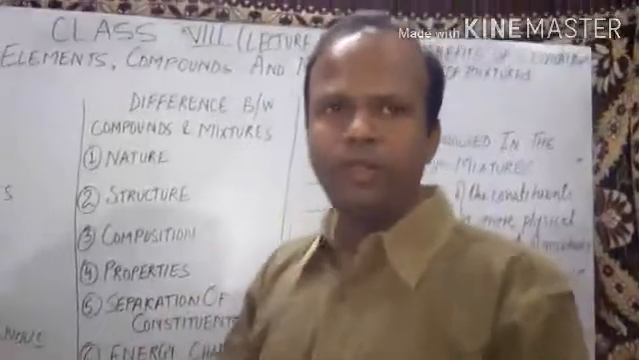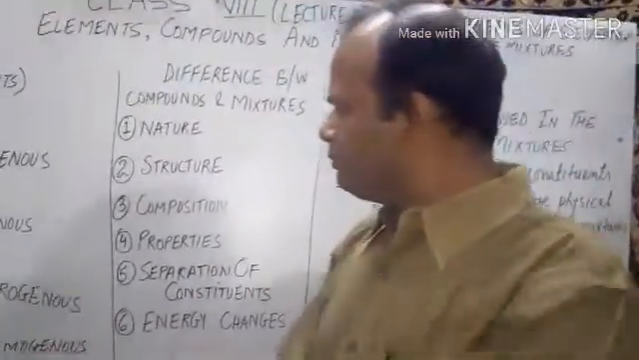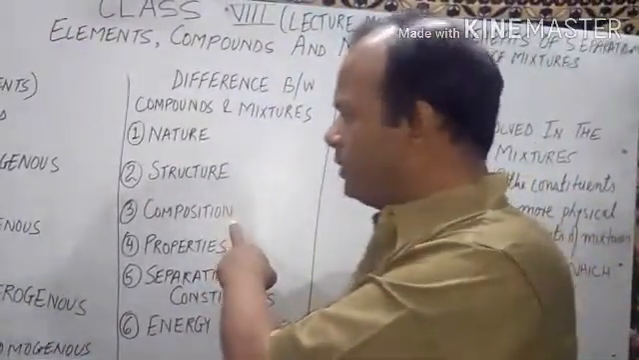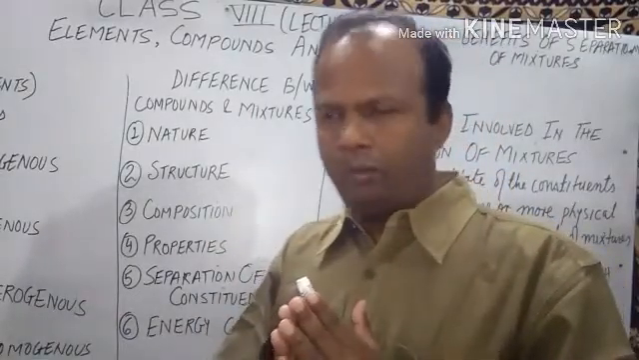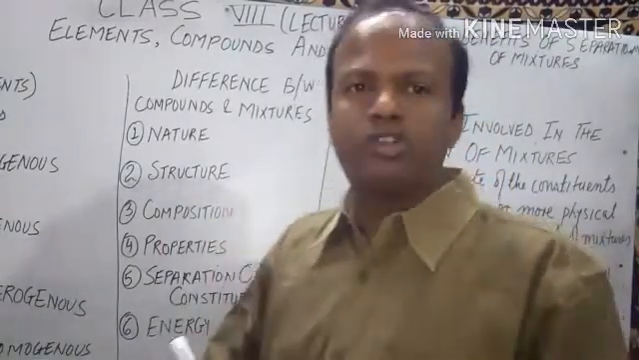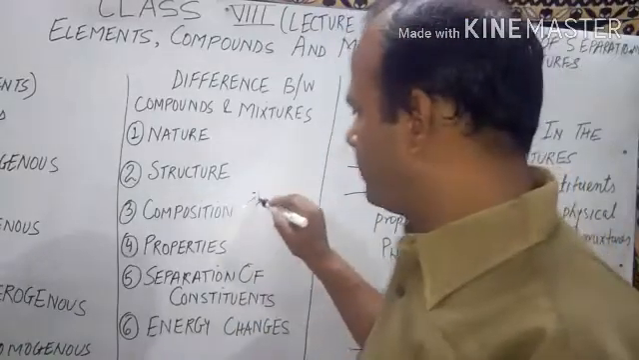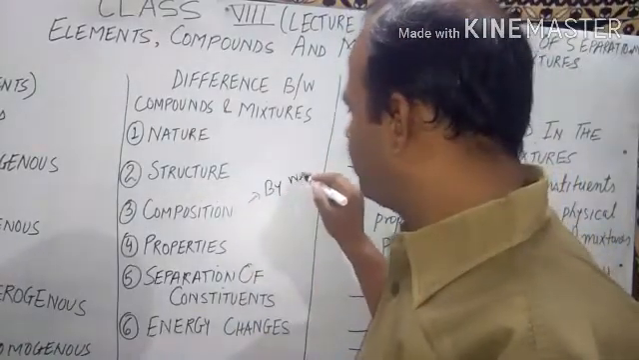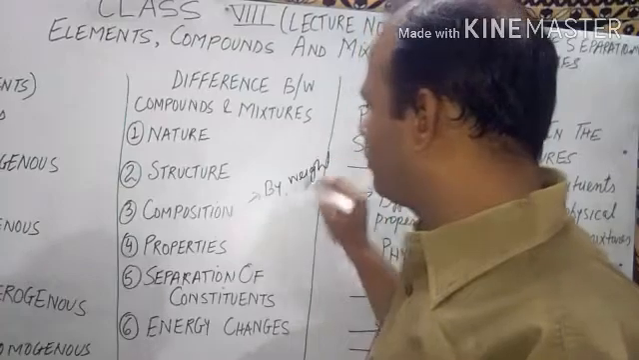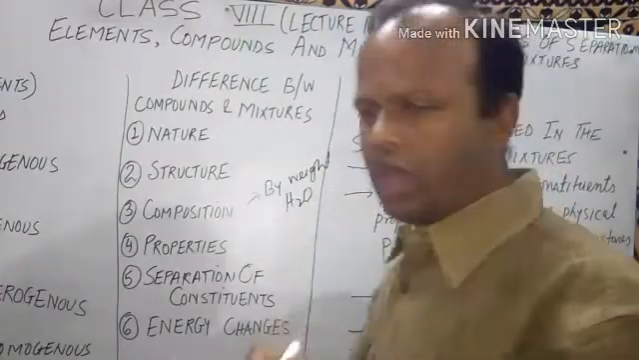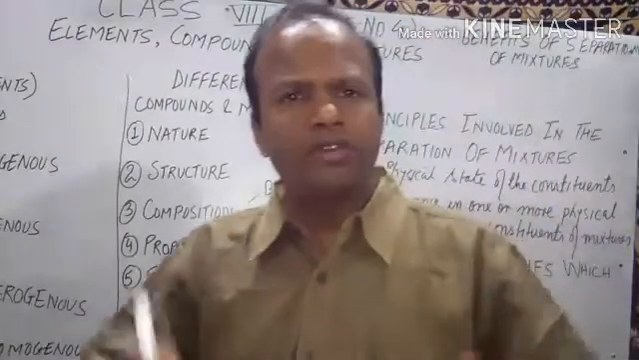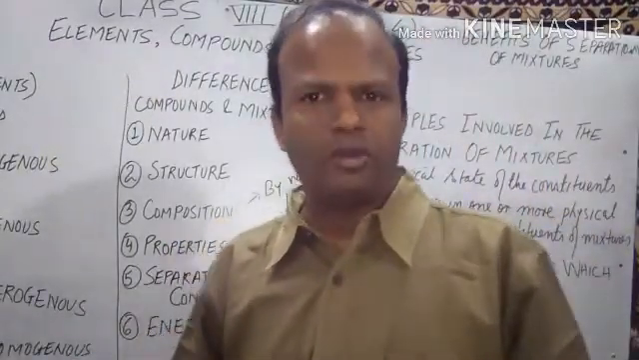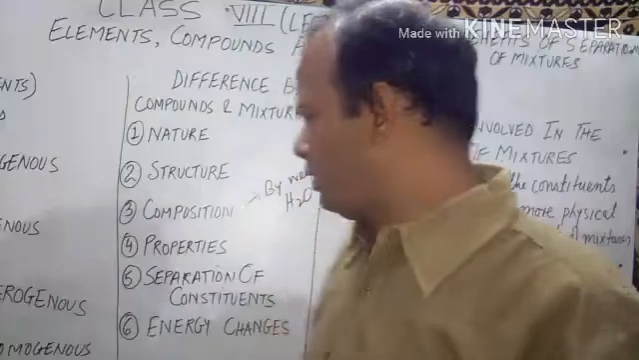Then composition. What does it mean, composition? Composition means in compounds they are chemically combined, and they are in a fixed proportion by weight. For example, H2O. So many times we have done the explanation. But in a mixture, they are mixed in any composition as per our requirements.